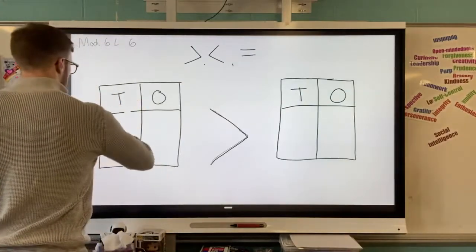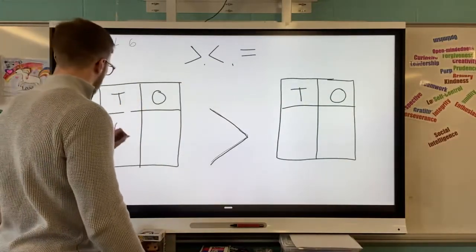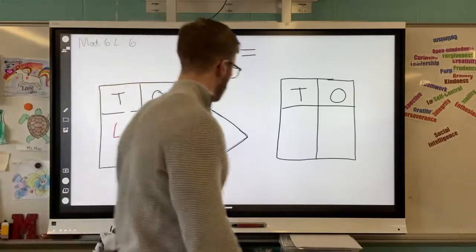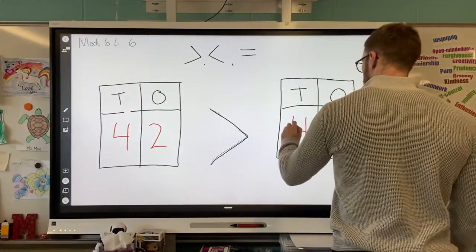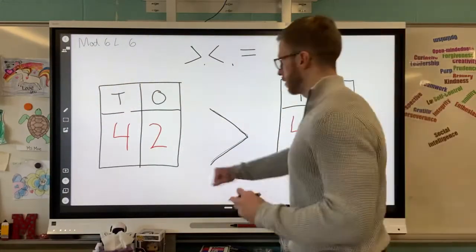Here's my red. Okay, what are these numbers I have in here?